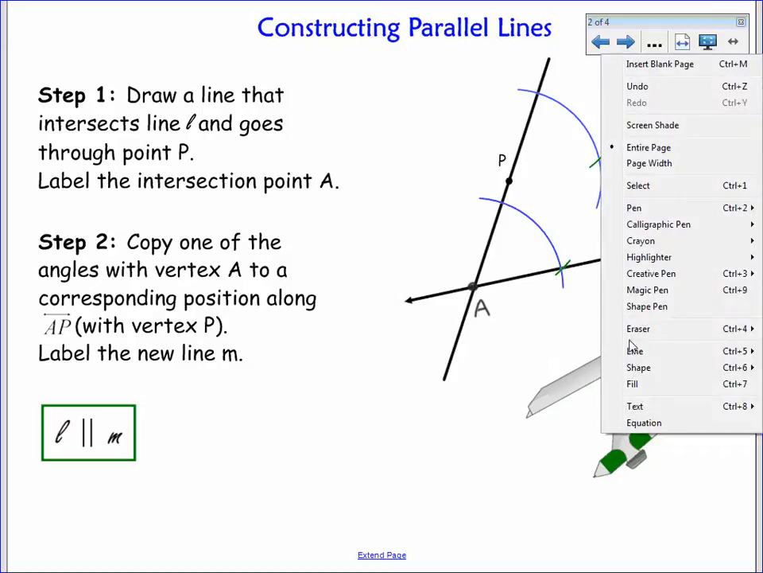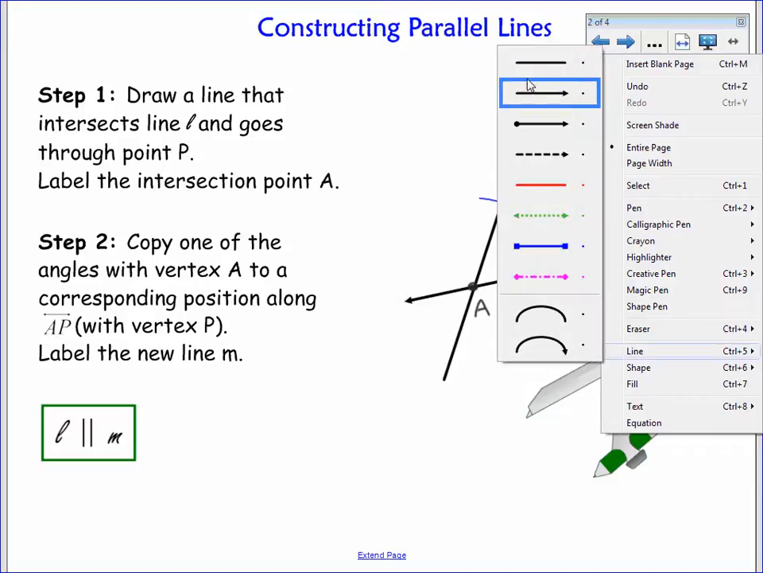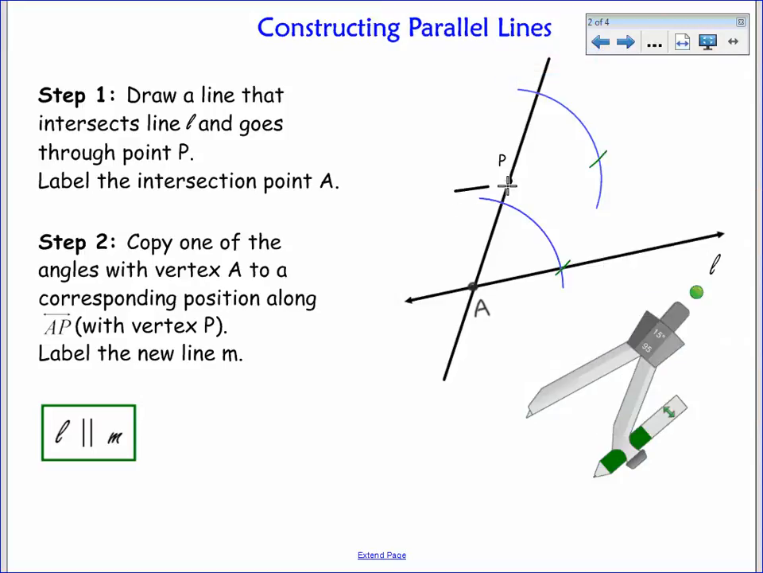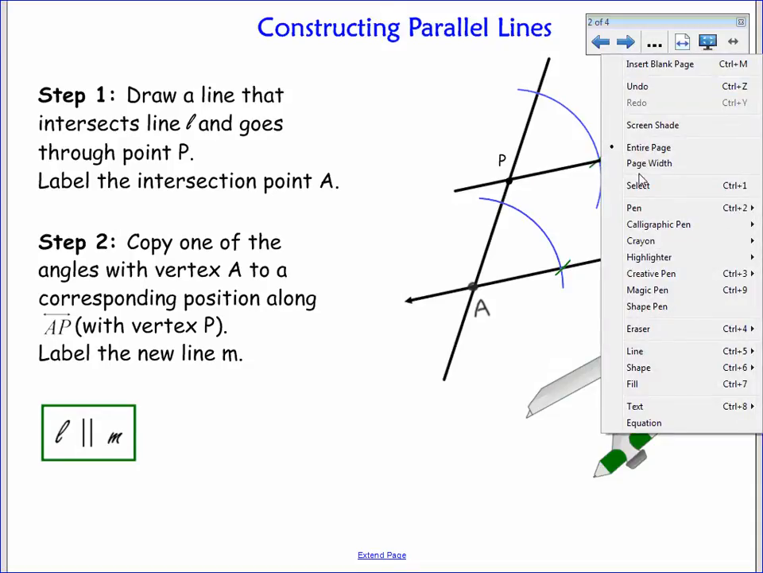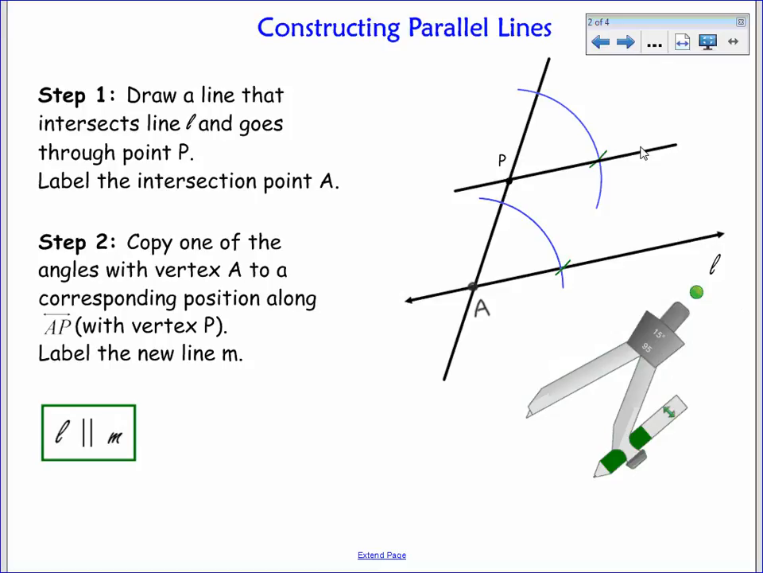Now I just need to insert a line going from point P through my intersection point. And let me make sure that that is really going through both points here. Going through here. There we go. And if I've done it well, then I will have two parallel lines.